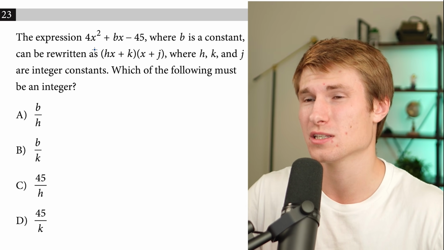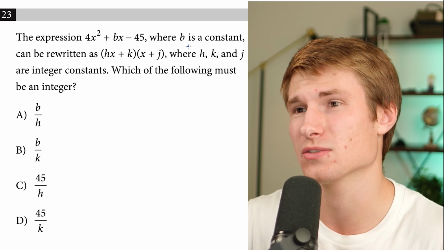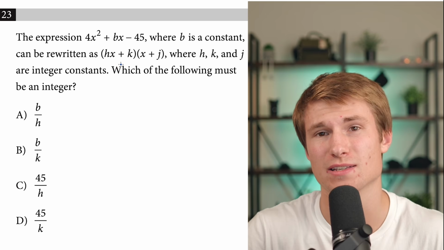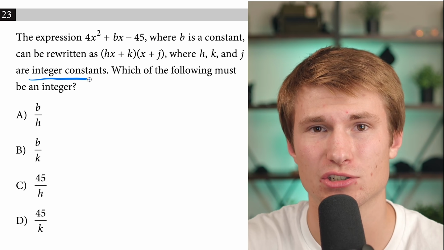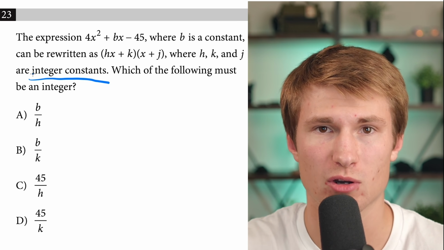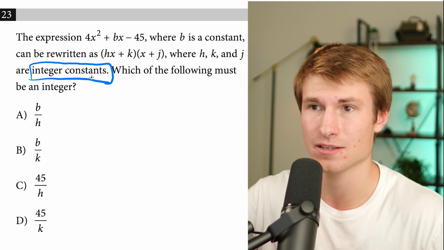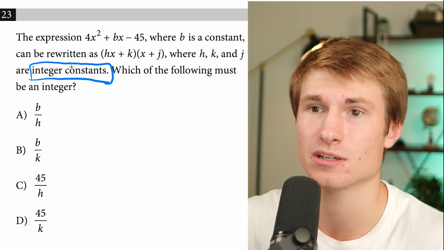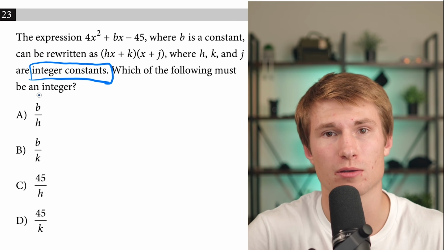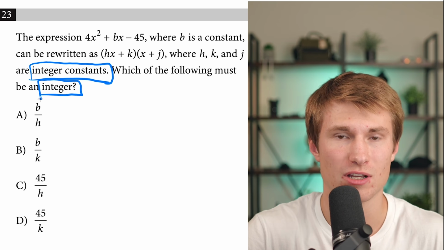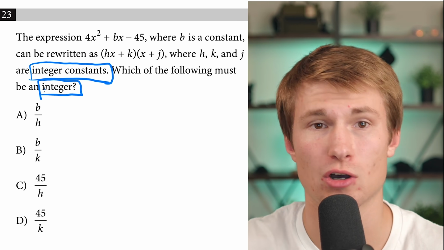Question 23 states the expression 4x squared plus bx minus 45, where b is a constant, can be rewritten as (hx plus k) times (x plus j), where h, k, and j are integer constants. Now, if you ever come across on the SAT them saying that something is integer constants, that probably means it's going to be required in order for you to solve the problem. So pay close attention to it. Which of the following must be an integer? So once again, if they're telling you that something needs to be an integer, pay attention to that always.